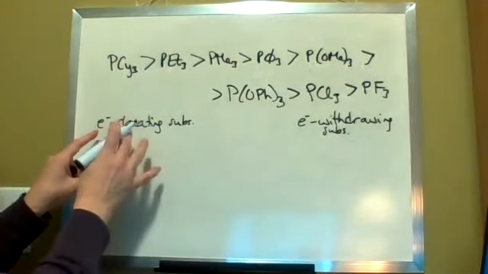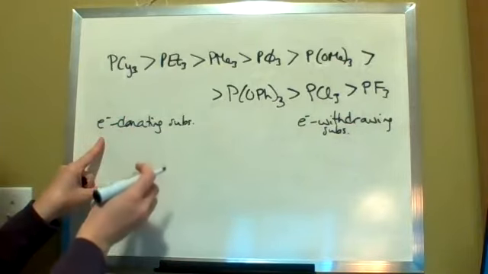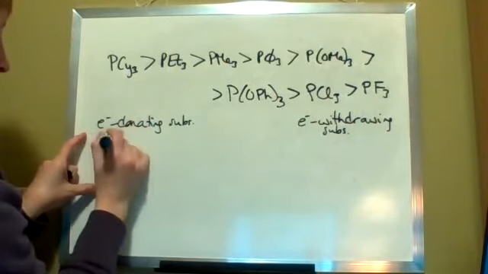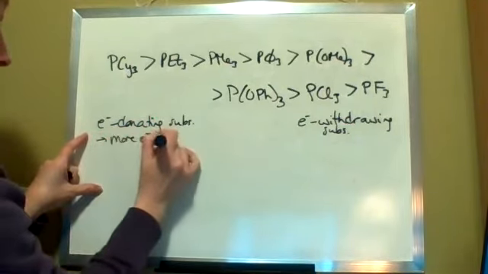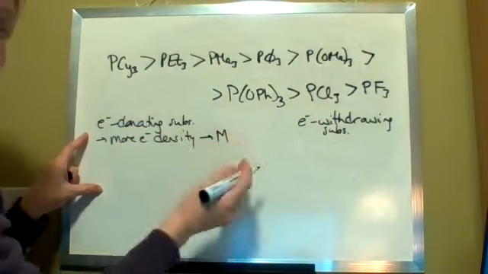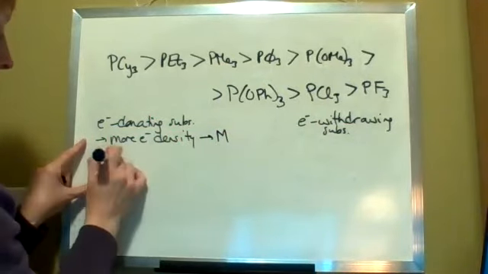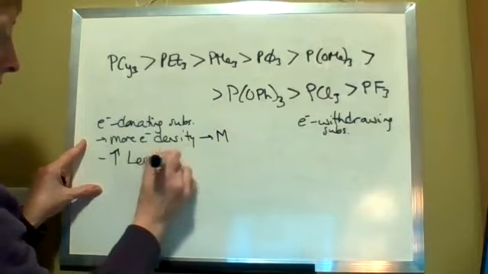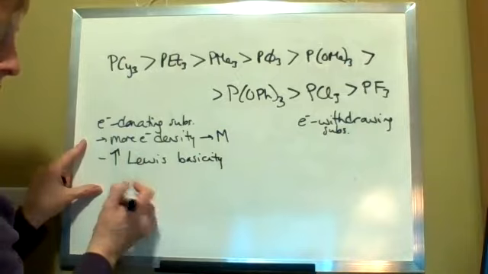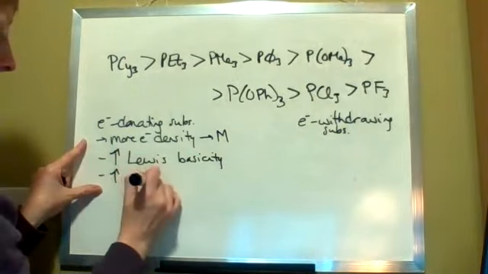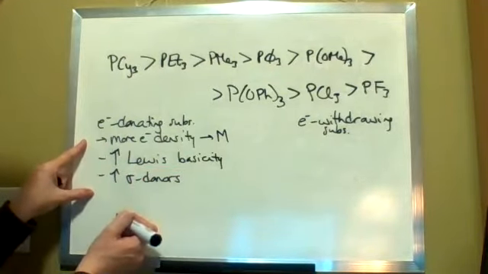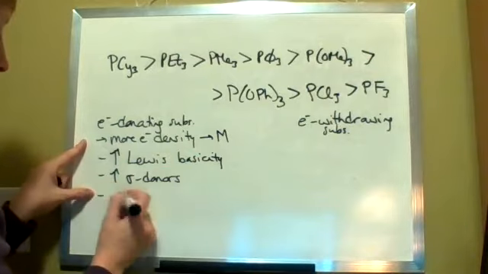So if you think about it, if these are electron donating substituents, they're giving more electron density to that phosphorus. So that phosphorus has more electron density that is now able to be given to M through a sigma bond. So this increases the Lewis basicity. They're more Lewis basic, and it also makes them better sigma donors. Okay, this makes a really strong bond with particular metals.